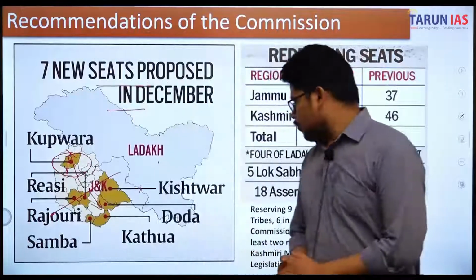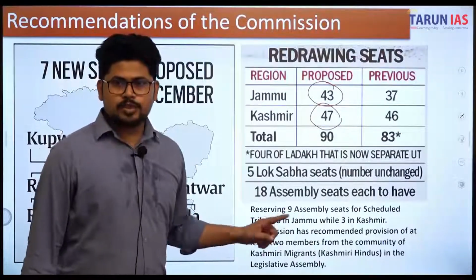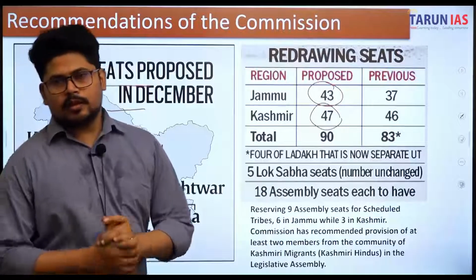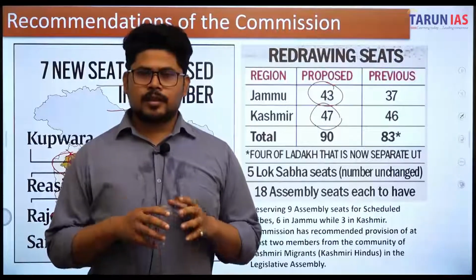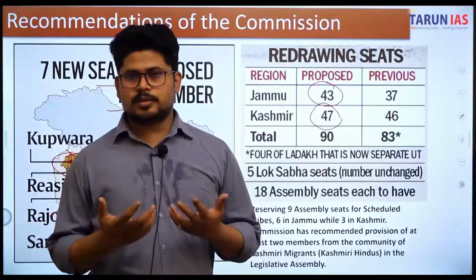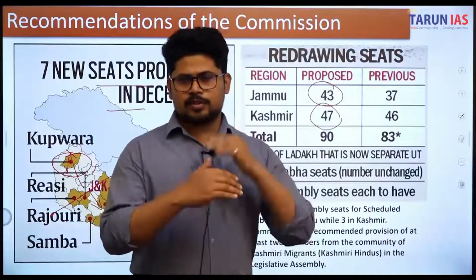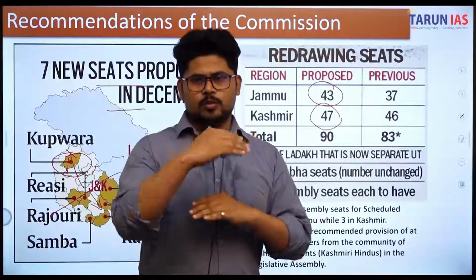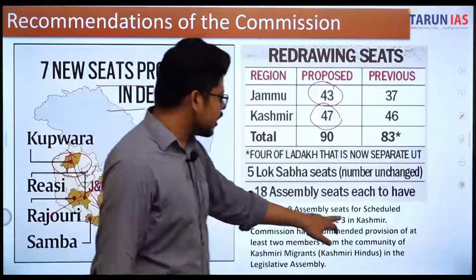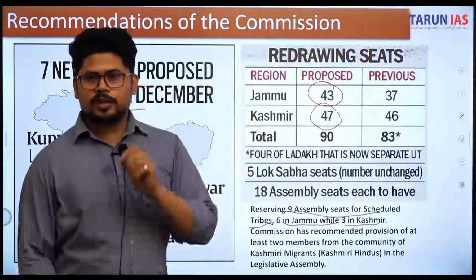Another important point to note here is reserving 9 assembly seats for scheduled tribes, 6 in Jammu while 3 in Kashmir. Because the Jammu region basically is the habitat of a large number of tribals, like Gujars and Bakkarwals, and Gaddi tribes also. Some part of the Gaddi tribe from Himachal also goes to the southern region of J&K. So 9 assembly seats have been reserved for scheduled tribes, 6 in Jammu and 3 in Kashmir.